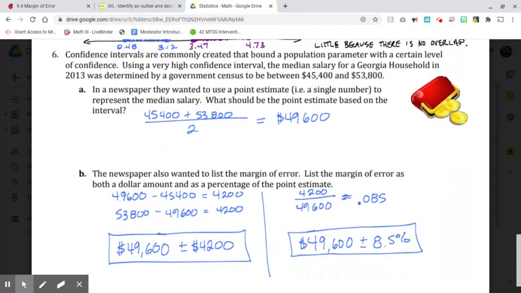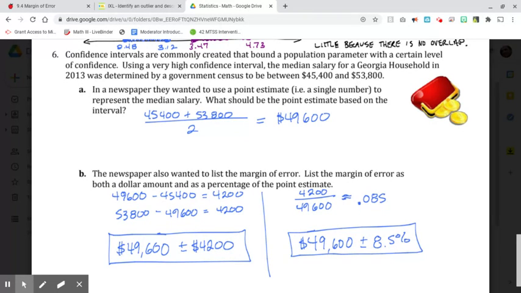So lastly, number 6, it says a confidence interval is commonly created that will give you the lowest amount and the highest amount. Okay, so it says using a high confidence interval, the average salary for a Georgia household in 2013 was determined to be between $45,400 and $53,800. So we want to know what's the middle. What's right in between $45,400 and $53,800?